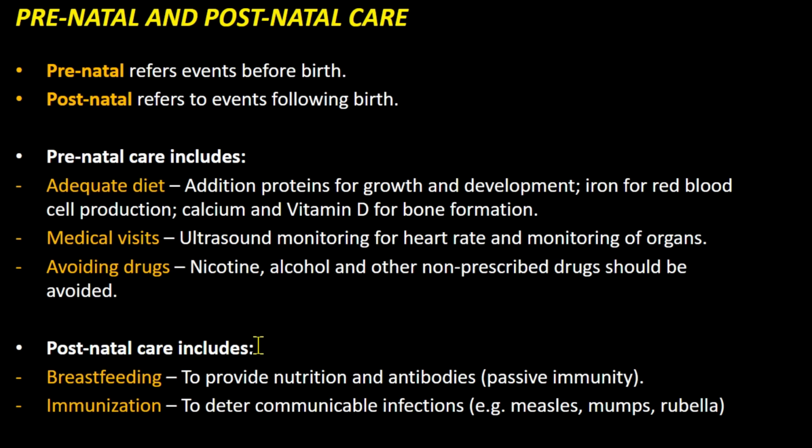Postnatal care would include breastfeeding. This is to provide nutrition and antibodies to the baby. It will be a baby in this case, not a fetus. And this is called passive immunity. And next we have immunization. This would include vaccines, and this is to deter communicable infections, for example, measles, mumps, and rubella.